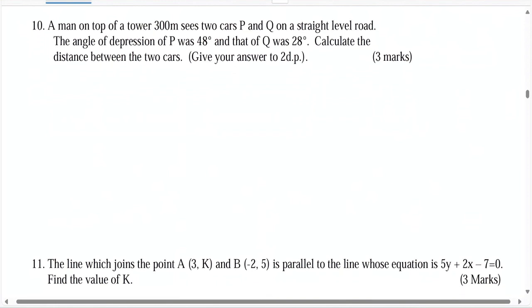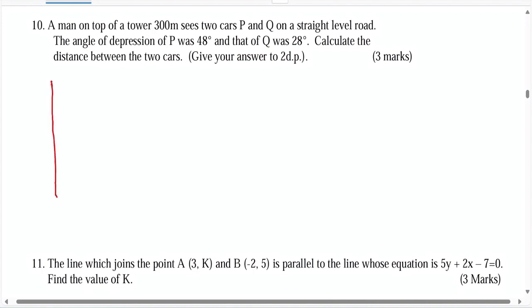Question 10. Umeambiwa a man on top of a tower 300 meters sees two cars P and Q on a straight level road. The angle of depression of P was 48 degrees and that of Q was 28 degrees. Calculate the distance between the two cars. So very easy question. So mwanzo chora, kama hujui kuchora takufunza.